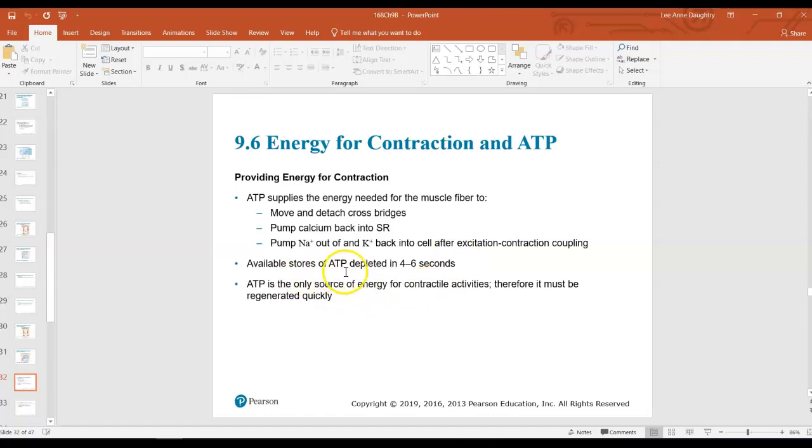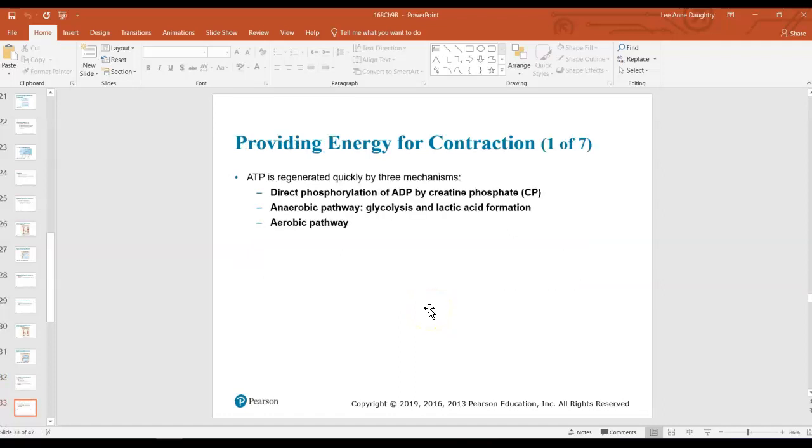So the available stores of ATP in a muscle are depleted in 4 to 6 seconds. And ATP is the only source of energy for contractile activities. There must be a way to regenerate ATP quickly. So there are 3 mechanisms for regenerating ATP, and one is by the use of creatine phosphate. Creatine phosphate is a chemical that contains a phosphate, and that phosphate can be removed from creatine phosphate and added to ADP to produce ATP.